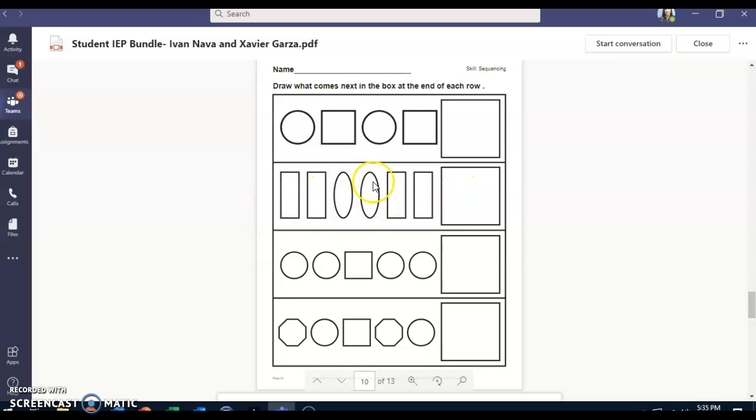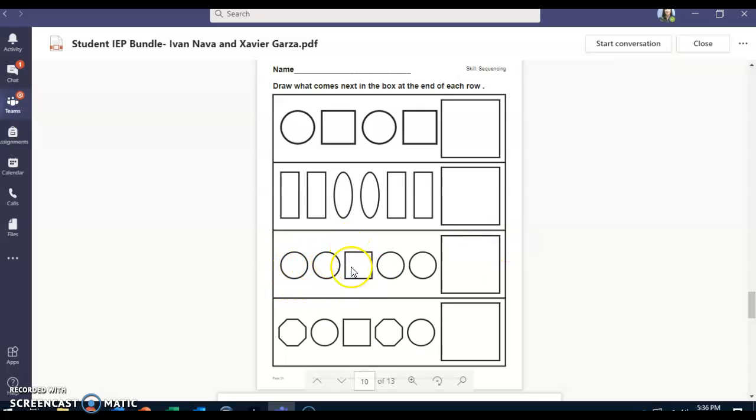Let's look at the next column. We have a rectangle, rectangle, oval, oval, rectangle, rectangle. So what is next? Oval, oval. Good job. Let's look at the next pattern.